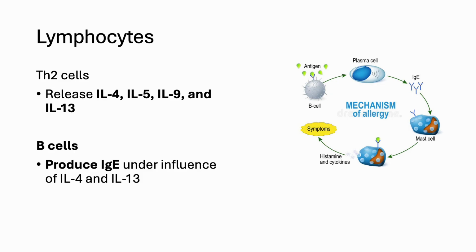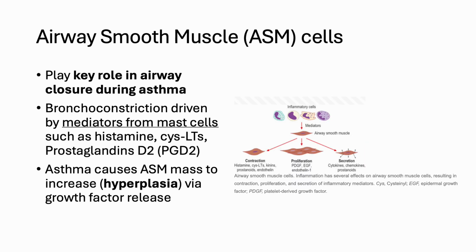So you can kind of see how all of this is related, how IgE is going to be produced under the stimulation of various cytokines, and those cytokines are going to come from Th2 cells. And I talked about airway smooth muscle a little bit, but the cells themselves are quite important in asthma. So again, a lot of these mediators that are released from mast cells are going to be responsible for driving that bronchoconstriction that's central to asthma.